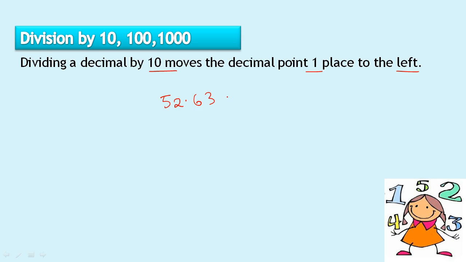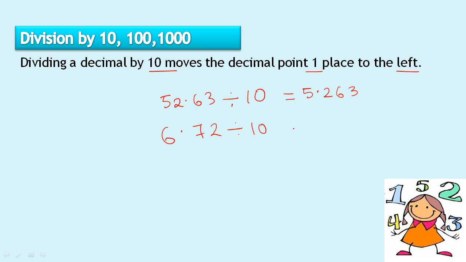You see, we have say 52.63, and we are dividing it by 10. Our answer will be simply, you need to move the decimal point one place to the left. So where is the decimal point? This one is the decimal point. So we will move this decimal point one place to the left. So where will it go? Between this 5 and 2. So our answer will be 5.263.